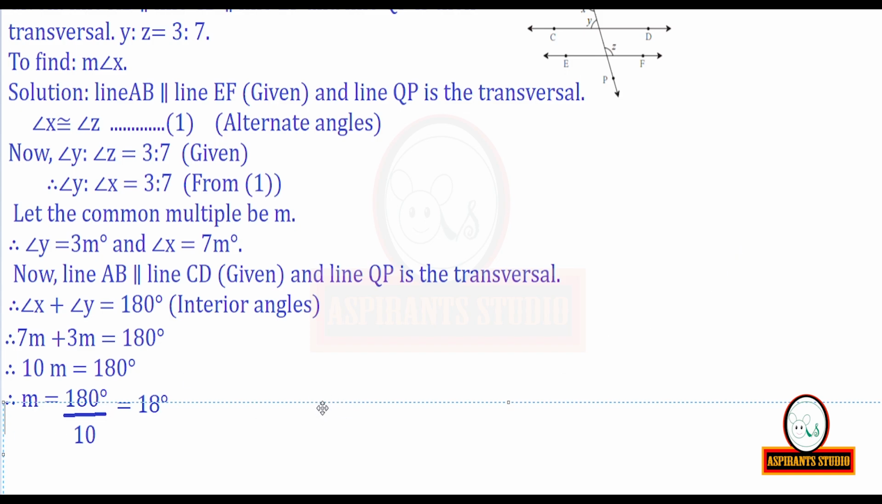You are asked to find only the value of x. So write the answer for only measure of angle x. Measure of angle y is not asked. Look at the question carefully and write the answer. Measure of angle x will be equal to 7 multiplied by 18 degrees. Therefore measure of angle x is equal to 126 degrees.